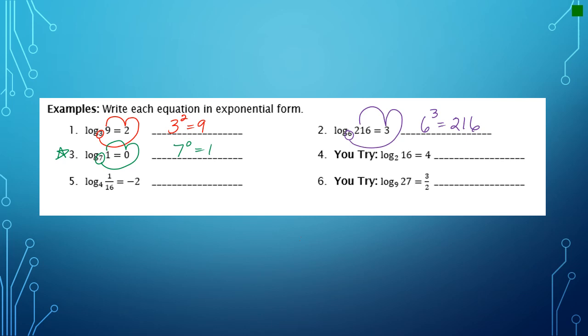All right, number 4 and 6 are you-try problems. So we'll skip to number 5. So remember, it's 4 to the negative 2 equals 1 over 16. And remember, anytime that you have a negative exponent, it's always going to give you a fraction.